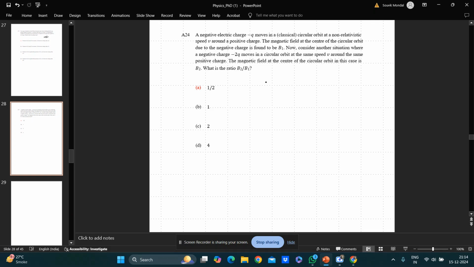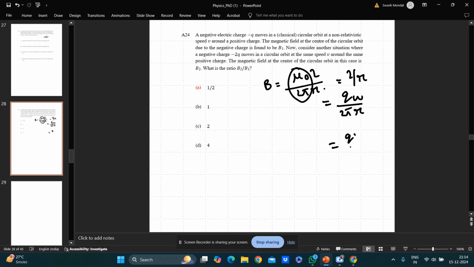Now this is also okay, but it's a bit calculative problem. You may make a calculation mistake in this problem. So what is B simply? B is mu naught I by 2 pi R. Forget about the constants; it is simply I by R. Now what is I? I is Q by the time period, that is 2 pi by omega. Omega is V by R. So I should write proportional: I is Q by T, T is 2 pi by omega, omega is V by R. So there is R square.